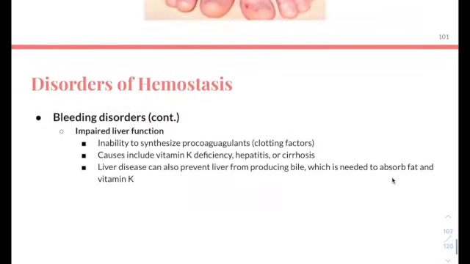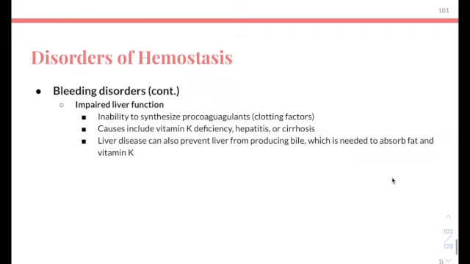You can also have impaired liver function, because your liver synthesizes the procoagulants, or the clotting factors. And if your liver's not producing those procoagulants or clotting factors, that can cause some bleeding disorders. Also, if we don't have enough vitamin K, this is why people on something like warfarin need to be taking vitamin K, because it can cause bleeding disorders.